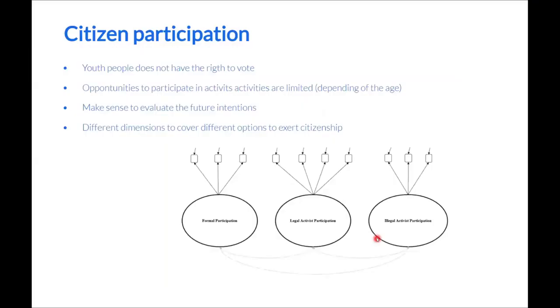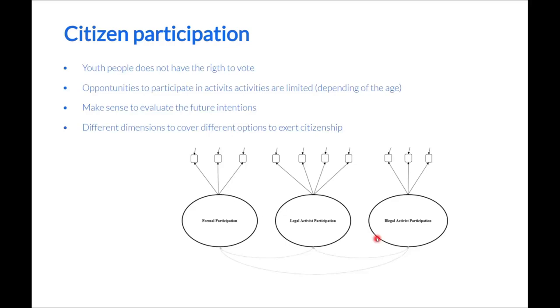Just a theoretical explanation or discussion about citizen participation. It's a very, very brief discussion about the first part of the estimation. Here I will use the hypothetical model that I developed for some time in order to capture the complexity of participation in the youth population. And the youth population has different problems than the adult population. For example, young people, your students, don't have the right to vote. Because of that, it's very difficult to measure formal participation in young people, people less than 18.